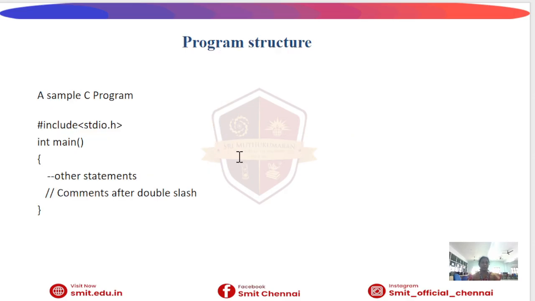Next is the program structure. Now let us understand the basic structure of a C program. Every C program has a standard structure: a header file, the main function, the statements, and then the return statement. Program execution always starts with the main function. The proper structure is important because it ensures smooth execution of the program and easy understanding of the code flow.